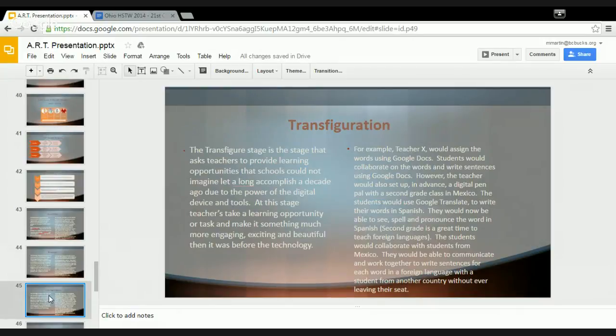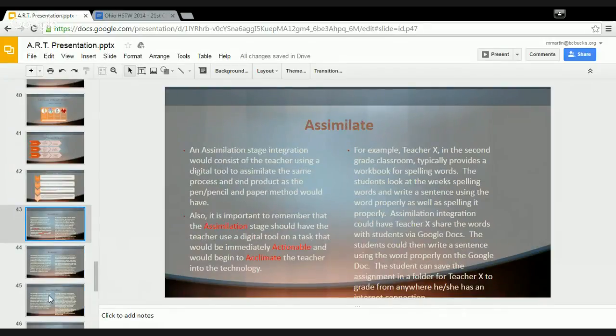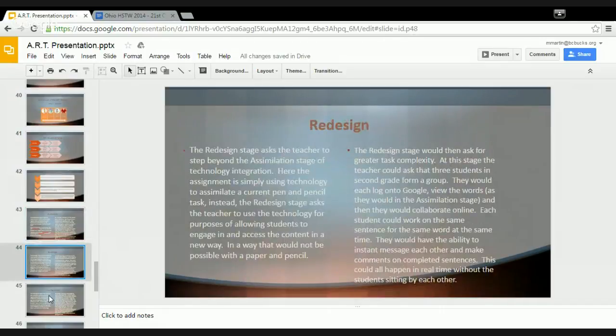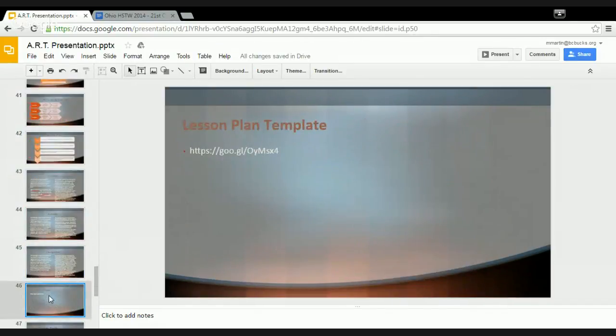The example here is spelling words in a second grade classroom, of how you can use it with pen and paper, and then how you would use it with the Assimilate, the Redesign, and the Transfigure stages as well.